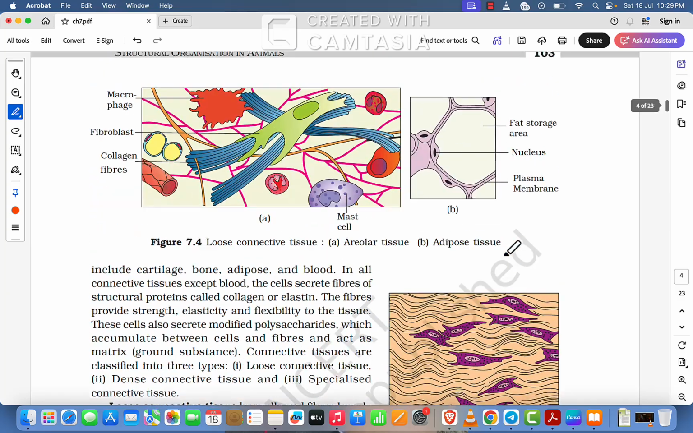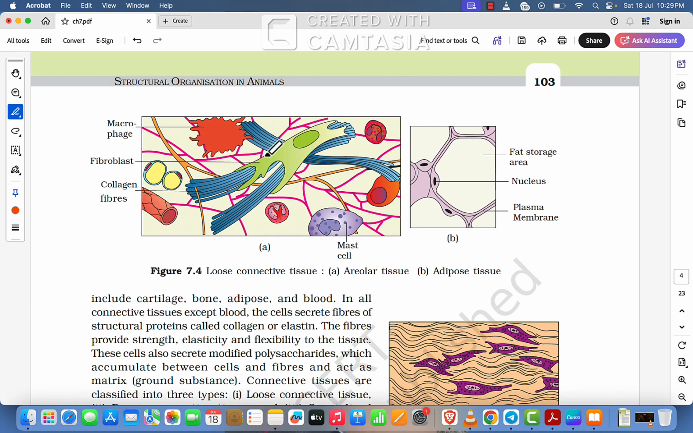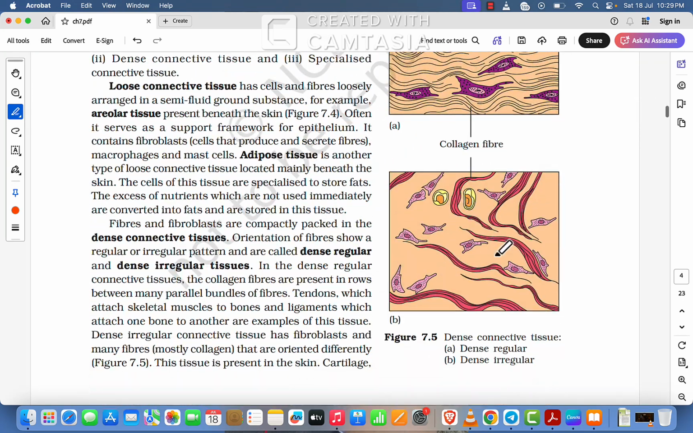As you can see in the diagram, in loose connective tissue, areolar tissue, adipose tissue. या मैक्रोफेज है, या फाइब्रोब्लास्ट है, कोलाजन फाइबर्स है, या फैट स्टोरेज है, न्यूक्लियस है, प्लाज्मा मेम्ब्रेन है. Loose connective tissue has cells and fibers loosely arranged in a semi-fluid ground substance. For example, areolar tissue present beneath the skin. Often it serves as a support framework for epithelium. It contains fibroblasts, cells that produce and secrete fibers, macrophages, and mast cells.